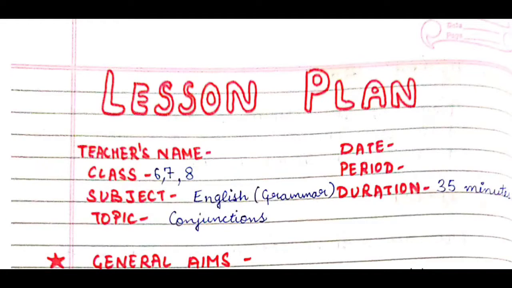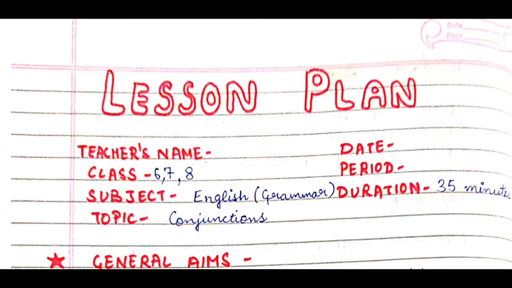So today I've made this lesson plan on conjunctions and it is for class 6, 7, 8 and let's get started. So in the starting we write details like teacher's name, class, for 6, 7, 8 it is, and then subject is English grammar, you can specify it, and then our topic is conjunctions for today.